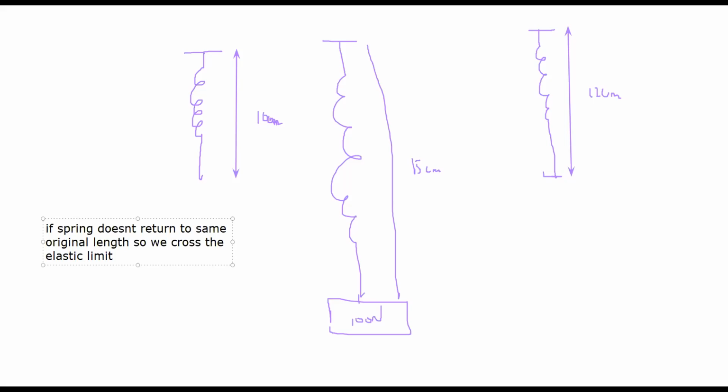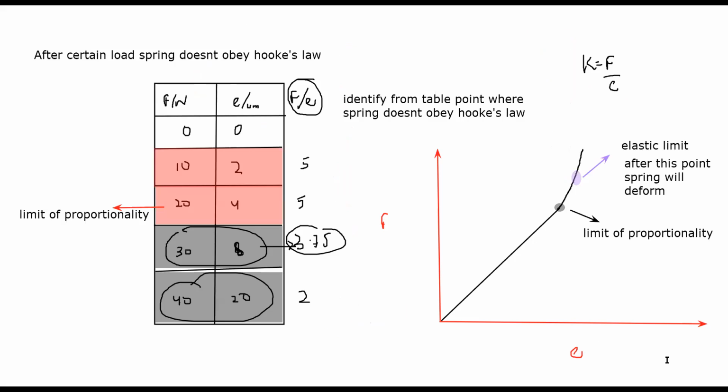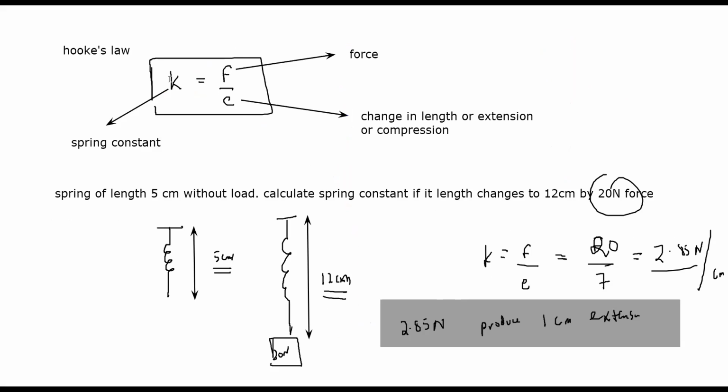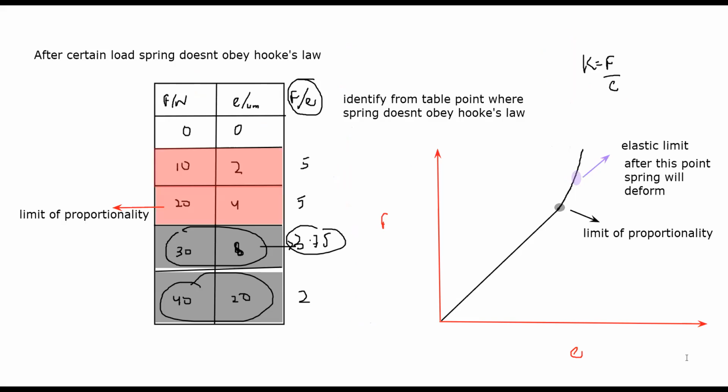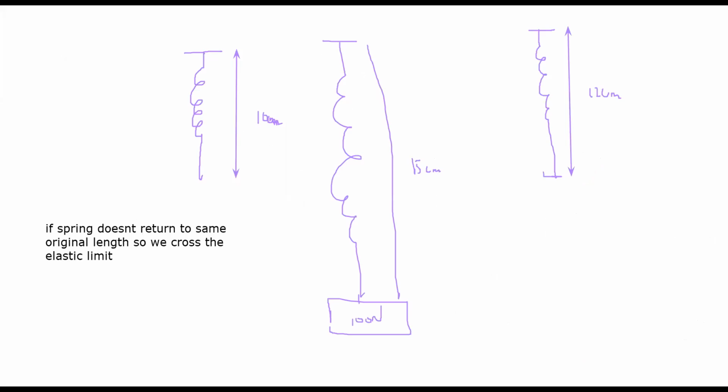So these are the points for Hooke's law. First, the formula according to Hooke's law: K is equal to F divided by E. Then the point where the line is straight, we call the limit of proportionality. If the spring does not return to the same original length, we say the spring crosses its elastic limit, or it is deformed permanently. The elastic limit you cannot identify exactly from the graph. It's just a rough idea, because the elastic limit can only be found practically.